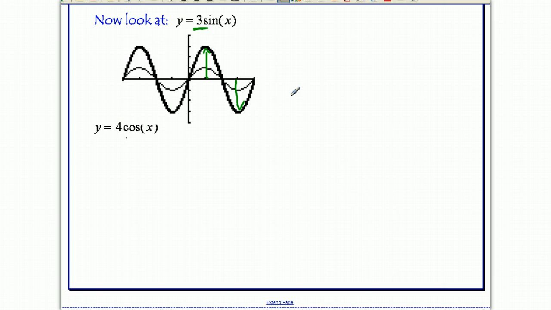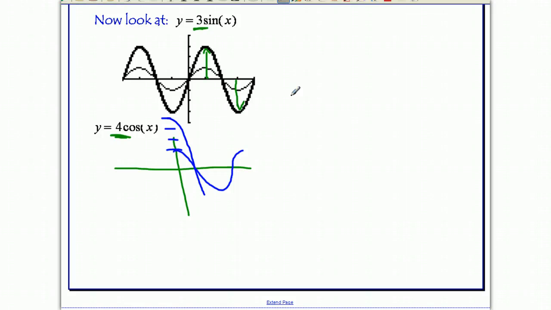I bet you can guess 4 cosine of x. Are you thinking about a regular cosine graph? That starts at 1, goes like this. Well, what would 4 cosine do? Count up 4, it's going to be 4 times as high and 4 times as low. That's a little sloppy. Let's see if the calculator can give us a better picture on that.